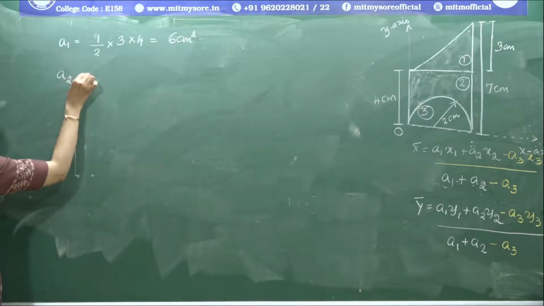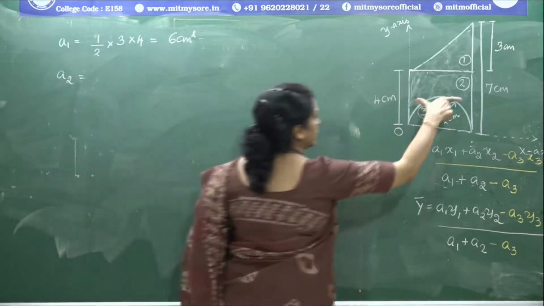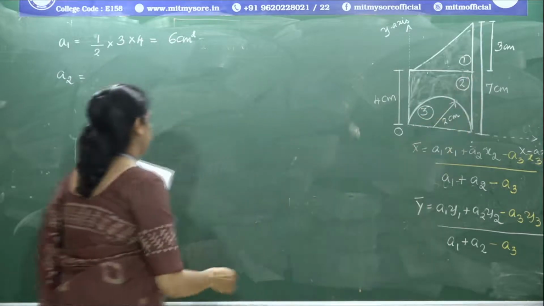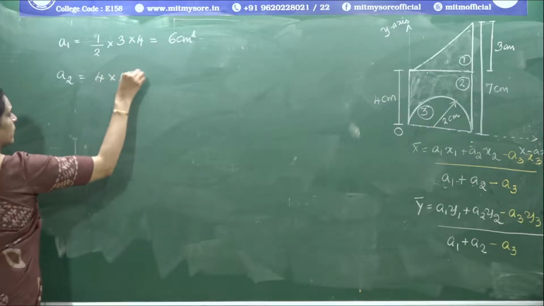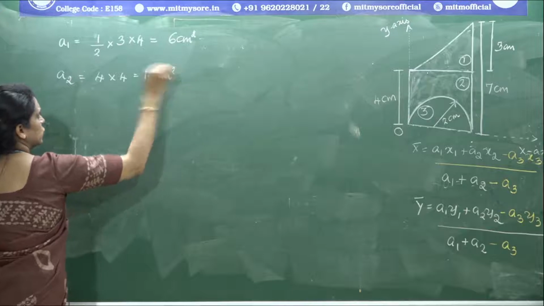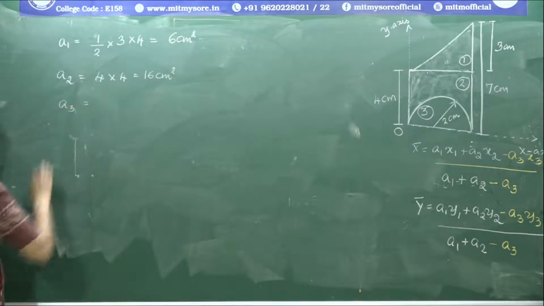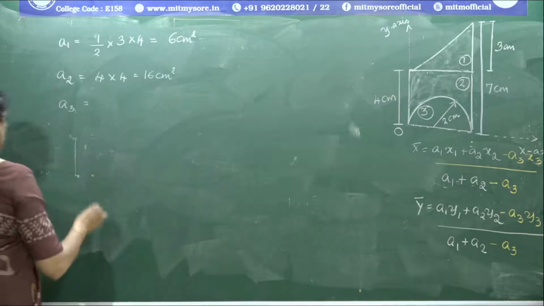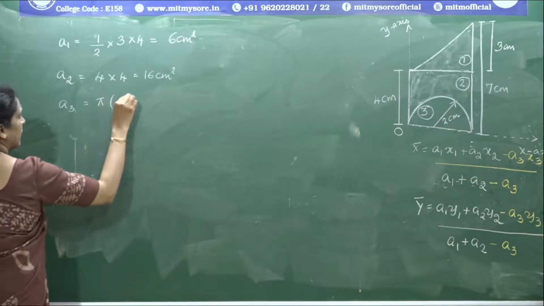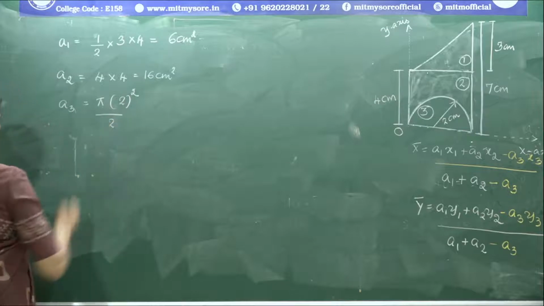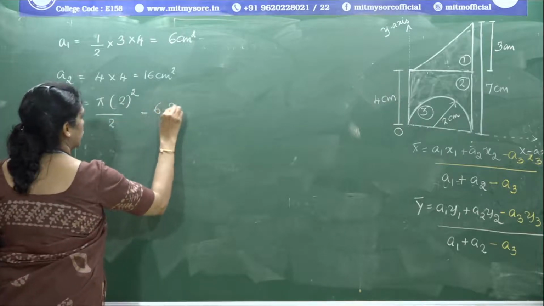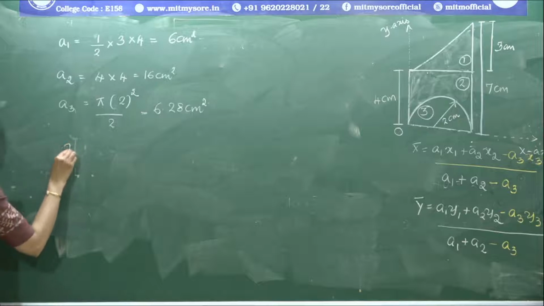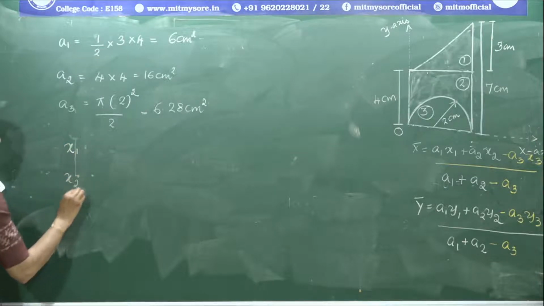Now the area of the second section. Here it is B into D. So it is 4 by 4. We get 16 centimeters square. Next is the area of the third section, that is a semicircle. The radius is 2 centimeter. Therefore, it is pi r square by 2. We get 6.28 centimeter square.